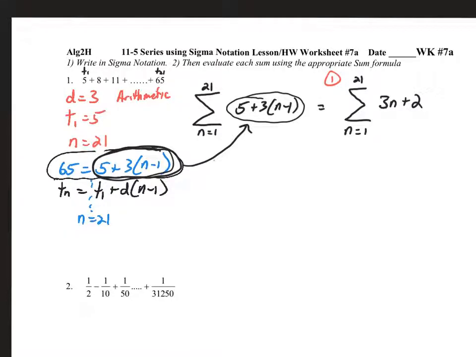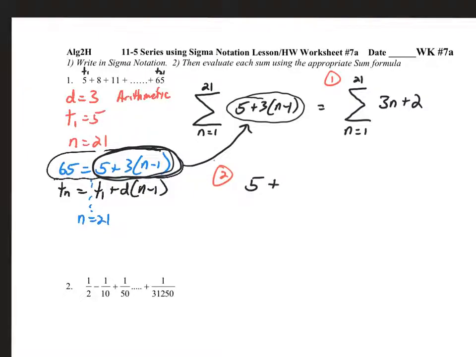Part 2 says use the appropriate sum formula in order to find the sum. Well, since this is arithmetic, we would use the arithmetic sum formula, the partial sum. And what you do is you take the first term, which is 5.